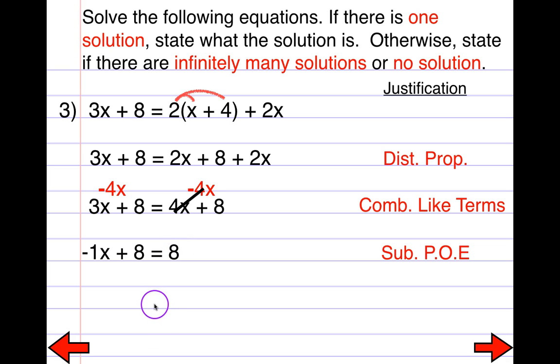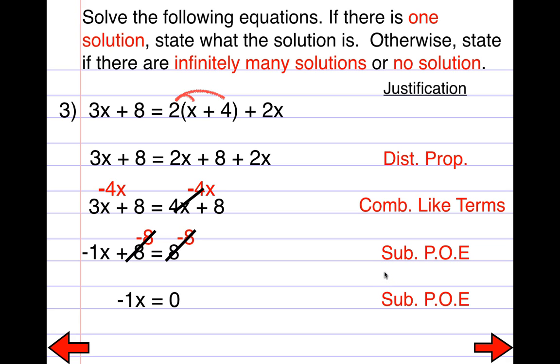Now, what am I going to have to do? Well, it seems like I'm going to have to get rid of my constant, so I'm going to go ahead and subtract 8 from both sides. And that's going to leave me with negative 1x equals 0. Yes, because these eliminated, there is a 0 there. Now, how did I do that? Since I subtracted 8 from both sides, I'm using the subtraction property of equality.